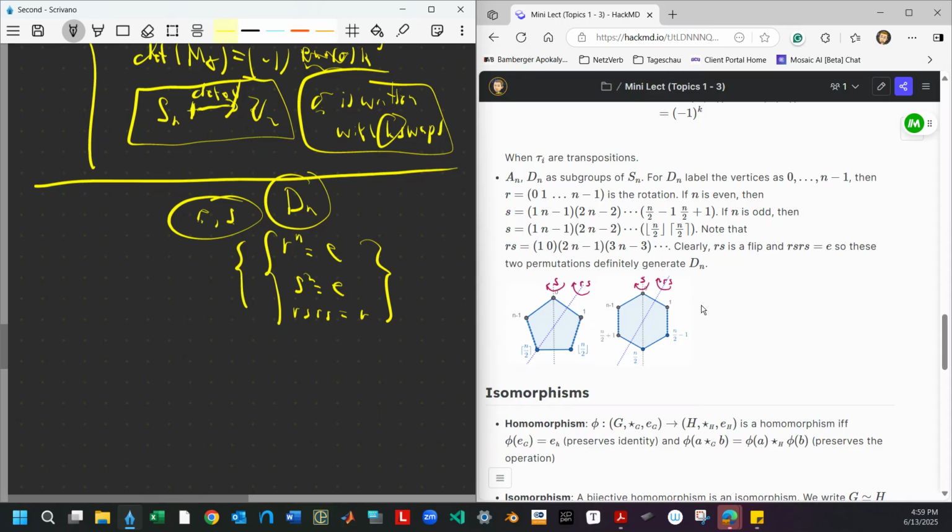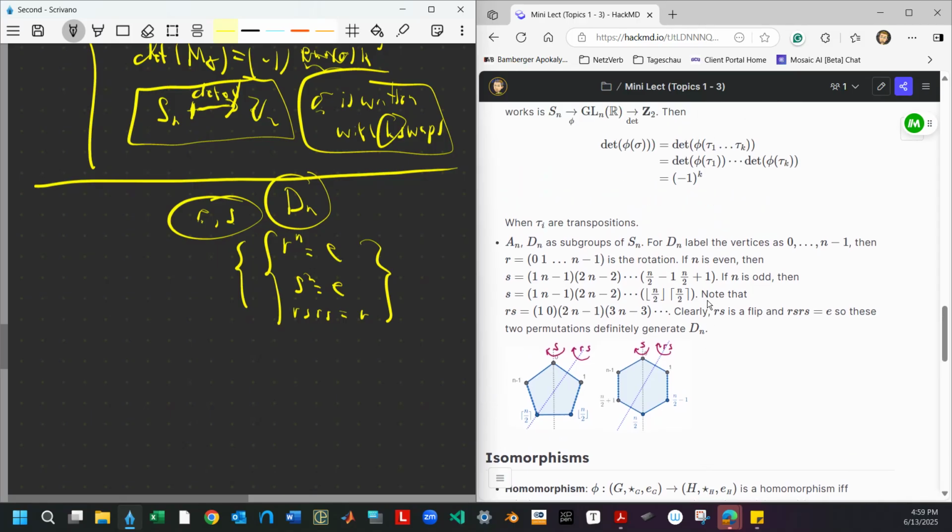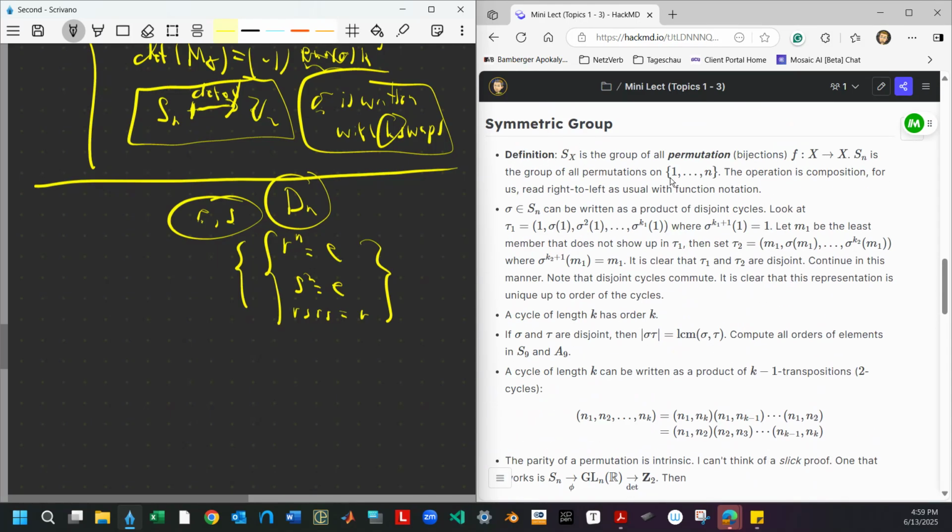But anyway, that's going to be our introduction to the symmetric groups. Okay, enjoy.